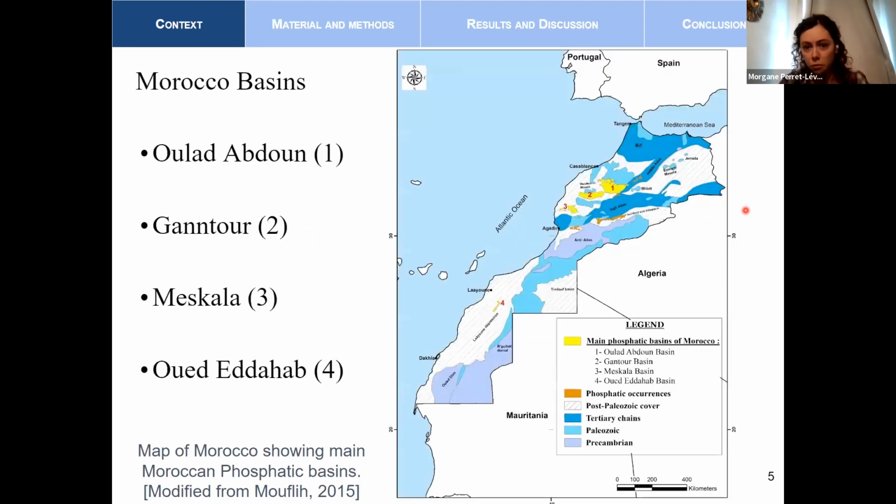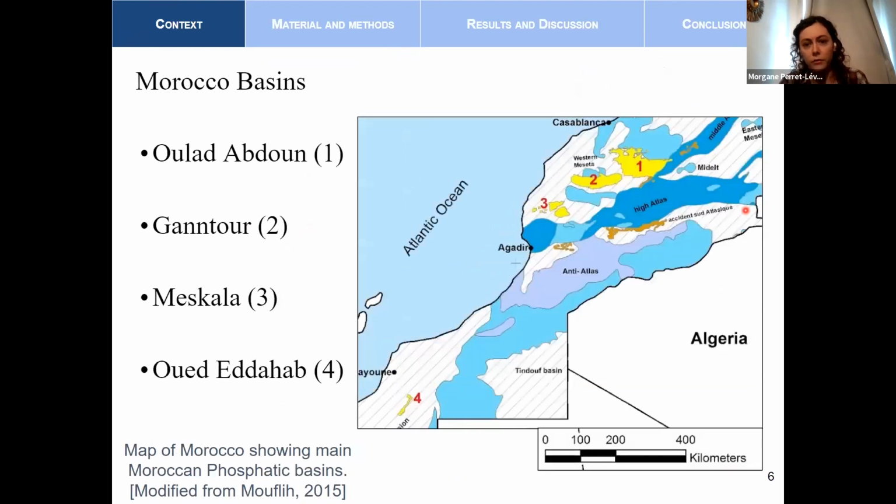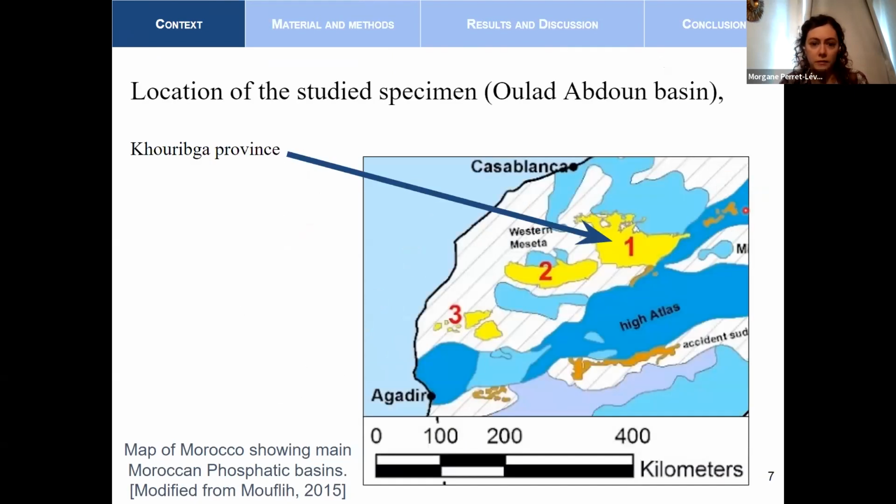The phosphates are present in Morocco, and you can see there are other fossiliferous basins. The phosphatic basins number four, and we will mostly see the first one, the Ouled Abdoun basin in the Khouribga province, 100 kilometers south of Casablanca.